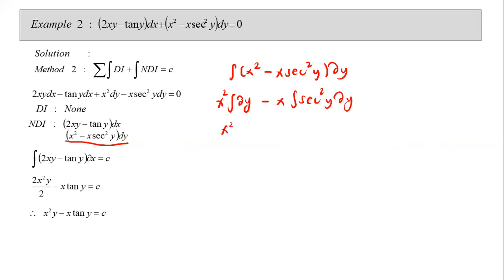Then x squared, you know that the integral of dy is y, so you have x squared y minus x, you know that the integral of secant squared y is tangent y, and then you just equate it to c. Okay, so you have x squared y minus x tangent y equals c, and we get the same answer.